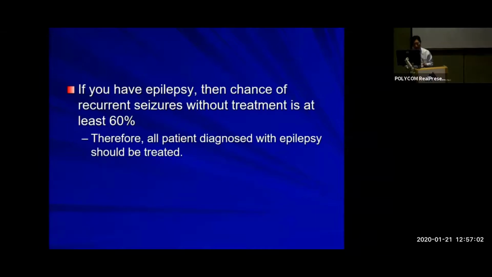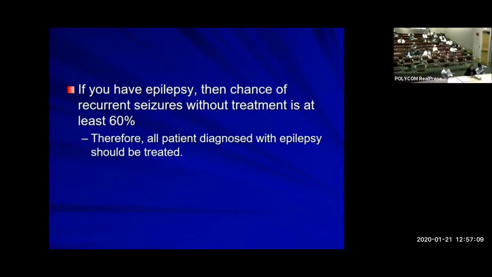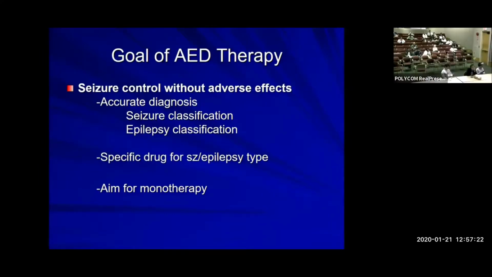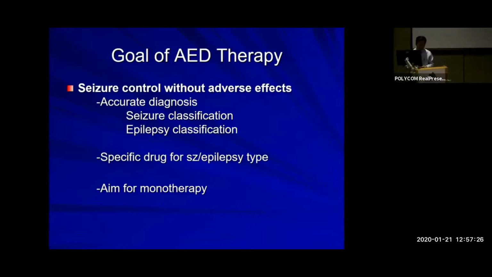If you have epilepsy and you don't treat, the chance of recurrence is going to be at least 60%, more like 70 to 90% without treatment. So, if you do decide to treat, what do you do? Well, you're going to make sure you have the right diagnosis, and hopefully the right seizure and epilepsy classification diagnosis, and you try to pick a drug that's good for that type of epilepsy. We generally aim for monotherapy, one drug, as much as possible for compliance and side effect issues.